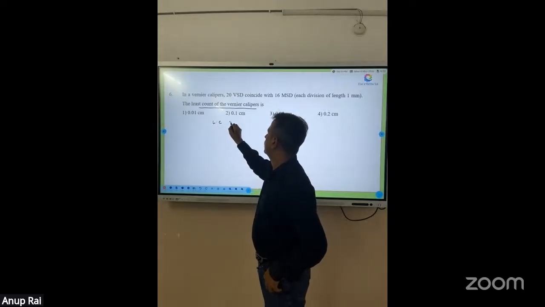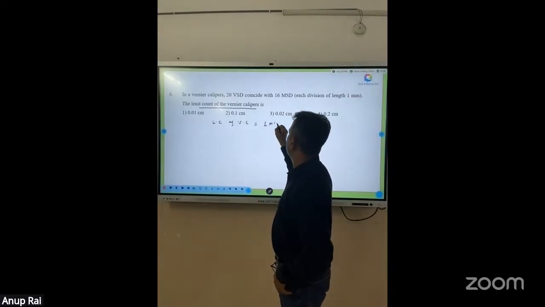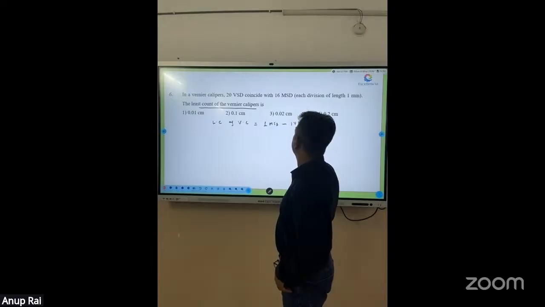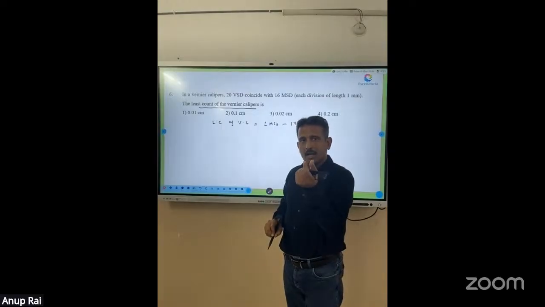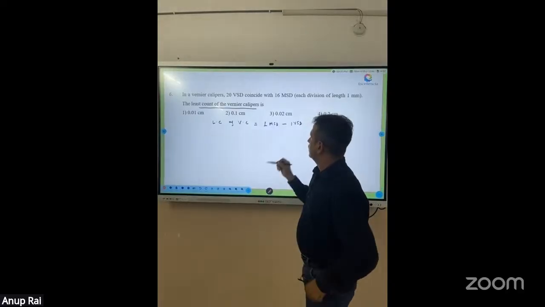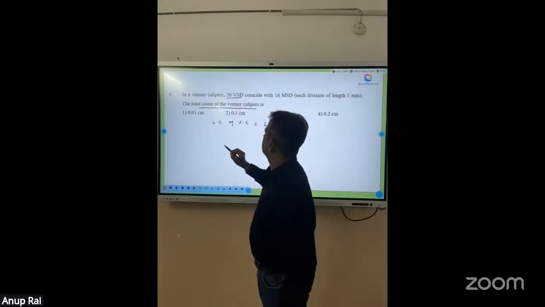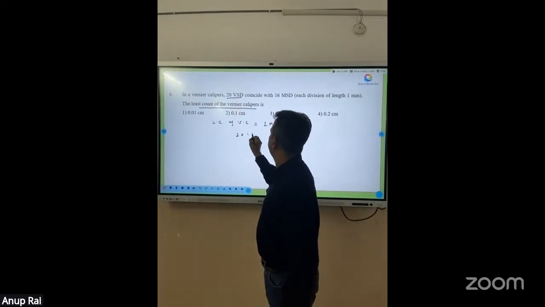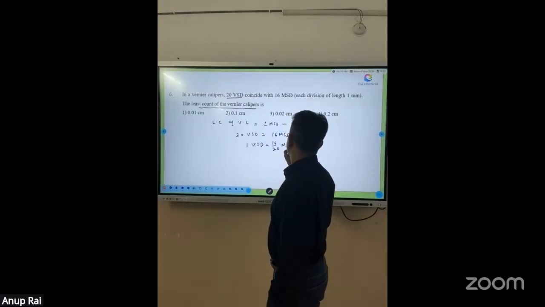The least count of vernier calipers is equal to 1 MST minus 1 VST. That is, the value of 1 division on the main scale minus the value of 1 division on the vernier scale. So let's first calculate the value of 1 division on the vernier scale. We know that 20 VST is equal to 16 MST, so 1 VST can be written as 16 by 20 MST.